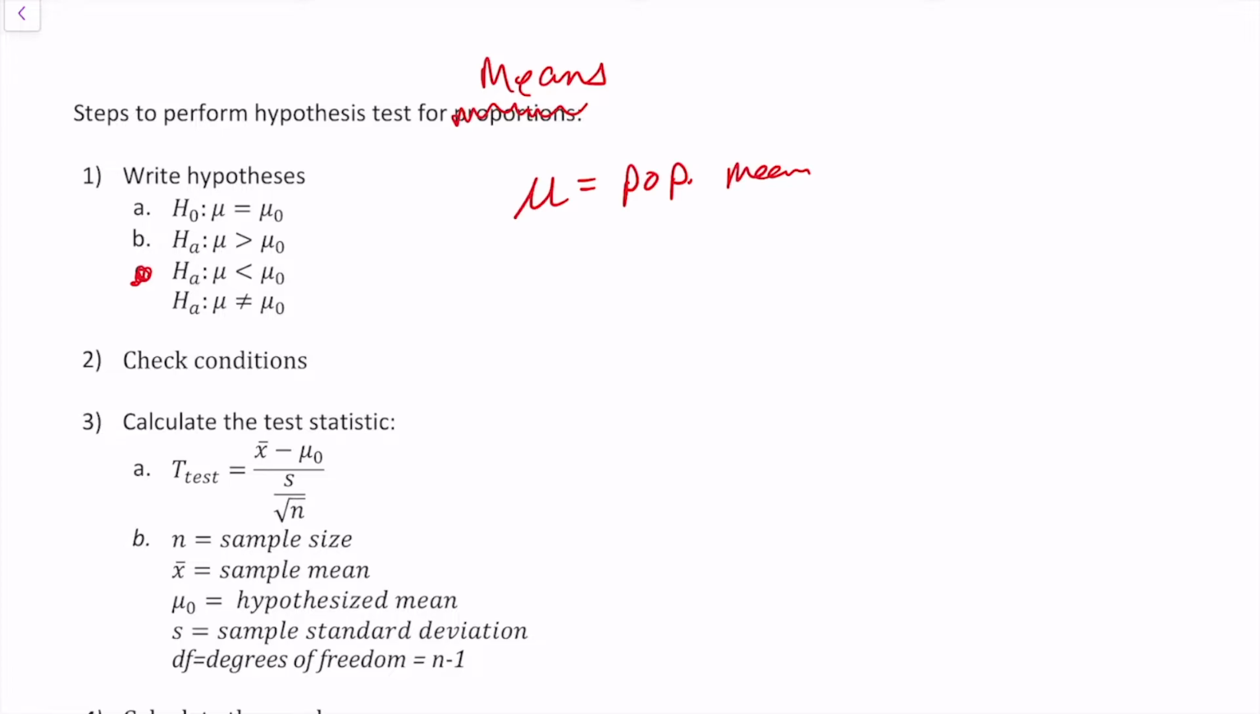After we write the hypotheses, we can check the conditions. As we mentioned earlier, there's an independence condition that must be met via randomness and sampling less than 10%. And then we have to check the nearly normal condition. If we're smaller than 30, let's look for a unimodal symmetric distribution of the data. If we are greater than 30, we can proceed because we can relax those assumptions.